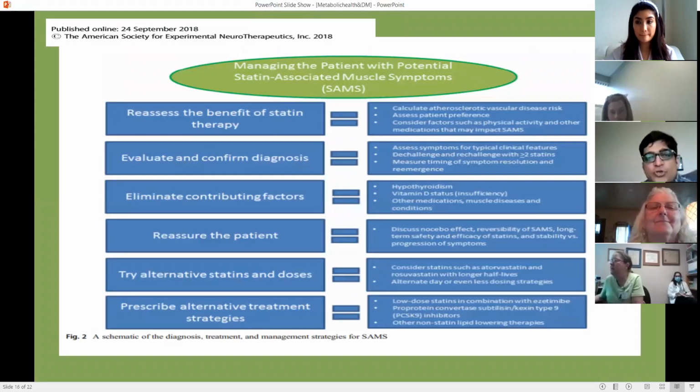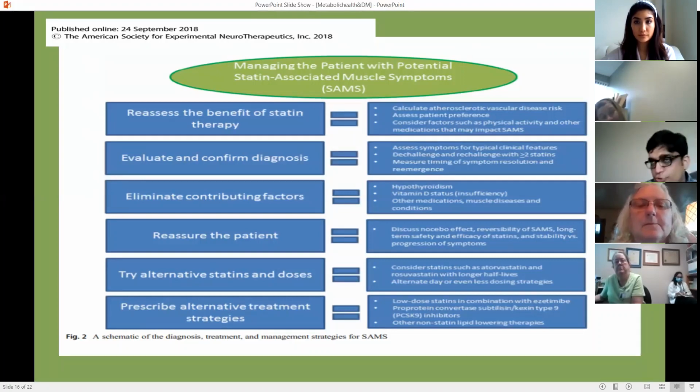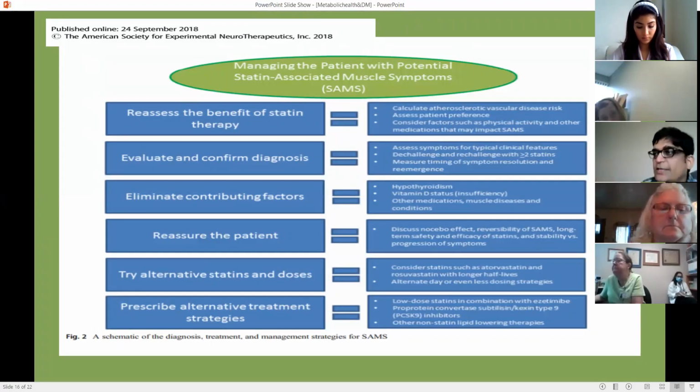So what should we do? This is I think too much information, but once the patient starts reporting these symptoms, you need to talk to them. You need to check their CPK, and then you reassess the benefits. You tell them, look, you already have heart disease. We can prevent the stroke and the cardiovascular risk. And then you evaluate and confirm the diagnosis.